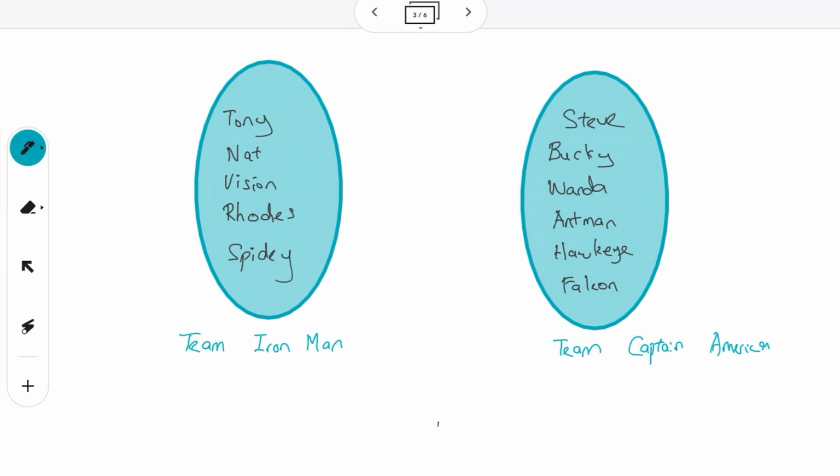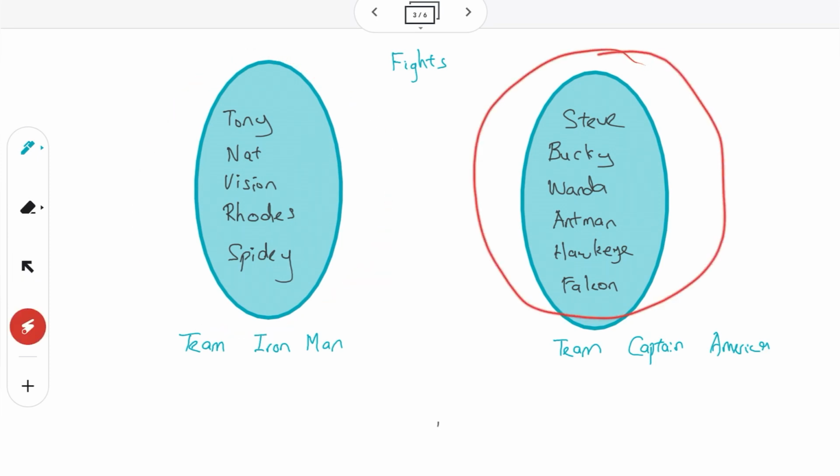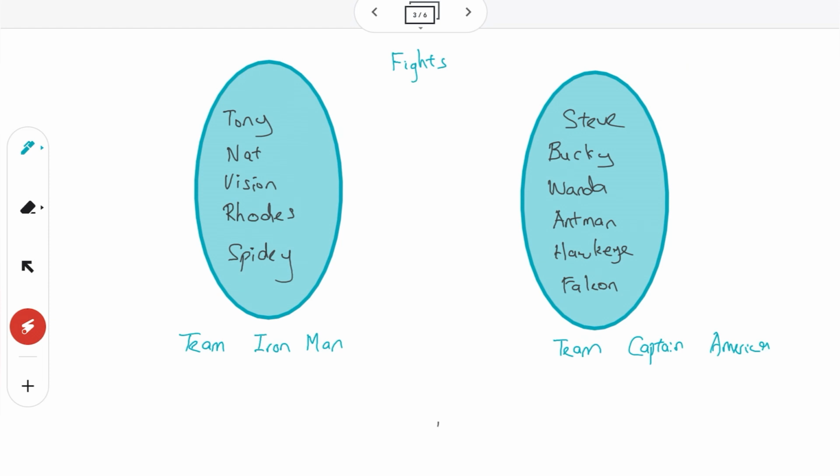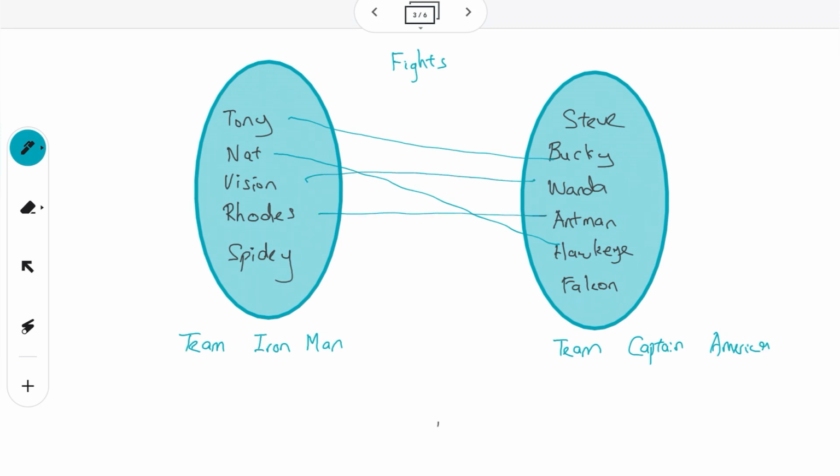And these two sets of values are going to be connected by the relationship of fights. So each character in the first set of people is going to fight someone in the second set of people. So this is a very good use of terminology. But let me just try to connect the dots first. So I think in the movie, Tony fights Bucky, Natasha fights Hawkeye, Vision fights Wanda, Rhodes fights Ant-Man, and Spider-Man fights Steve, I think.